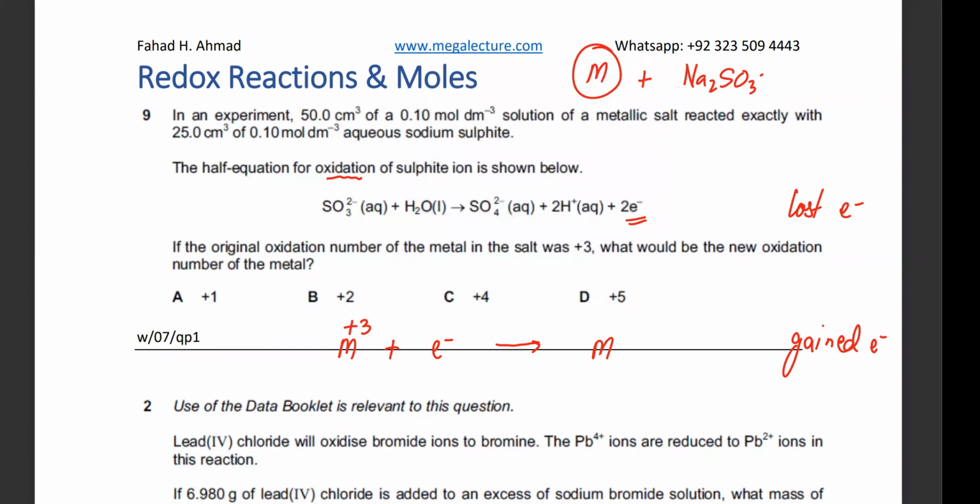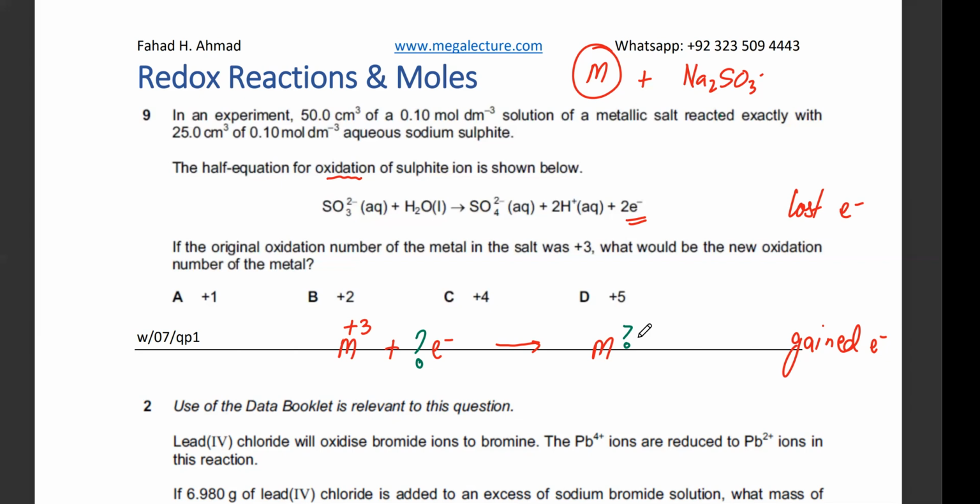So this is unknown. They've told us that M plus 3 is the original charge of the metal in the salt. So electrons are being produced and electrons would be gained by the metal in the salt, but you have no idea how many electrons would be gained. And if you don't know how many electrons would be gained, you don't know what the charge on the metal in the salt is going to be. So the whole question is about what would be the new oxidation state? What would be this new charge?